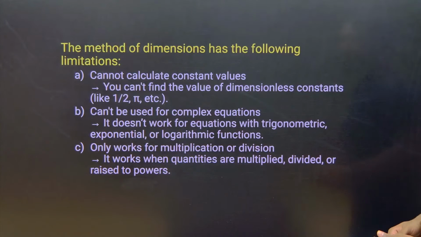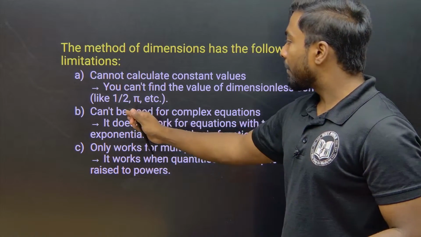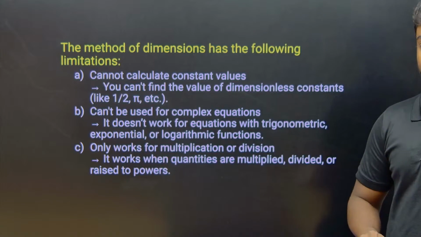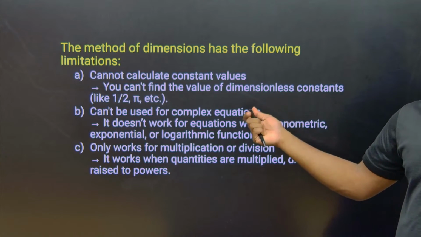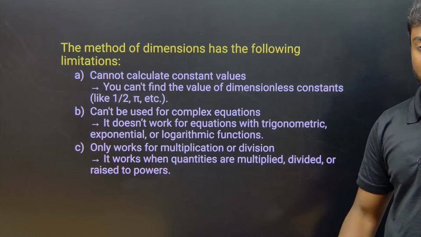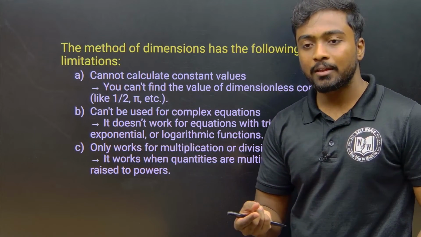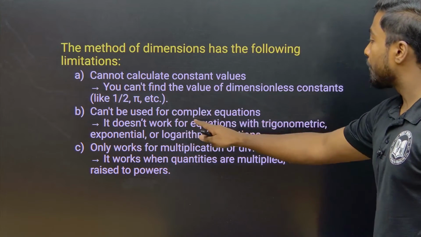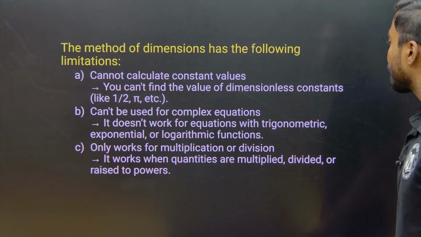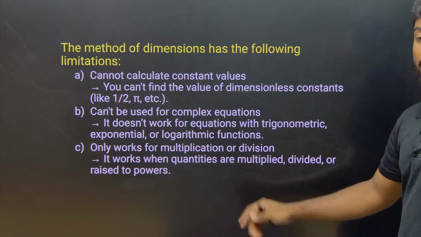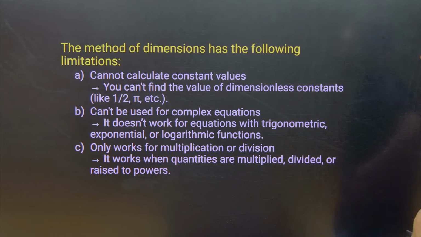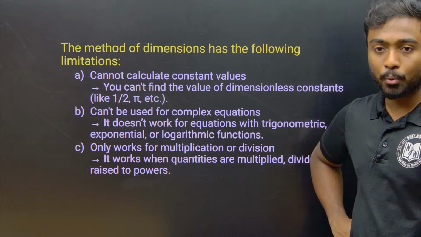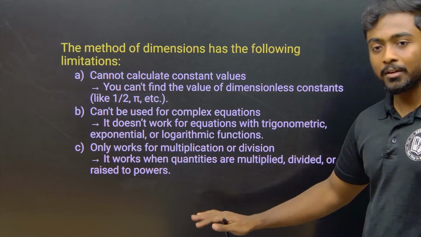Okay. So the method of dimensions has the following limitations. It cannot calculate constant values like 1 by 2 pi; if a constant is there, I cannot find it. In the previous case also we got c as the constant. A constant is a number, so it will not have any meter, length, anything. So I can't find it. It can't be used for complex equations. It doesn't work for equations with trigonometric, exponential or logarithmic functions. Next, it only works for multiplication or division. Addition and subtraction it won't work. So it only works for multiplication and division.